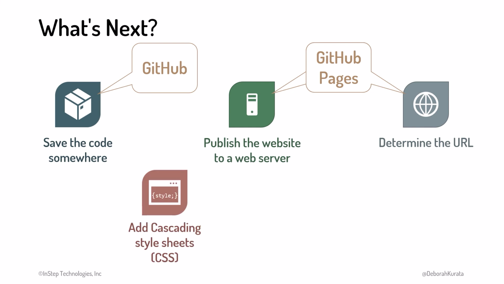As you've probably noticed throughout this course, our website doesn't look very nice. To give it some style, we need to add cascading style sheets or CSS. And to give it more interactivity, we want some JavaScript code. This all leads us to the next courses in this series.